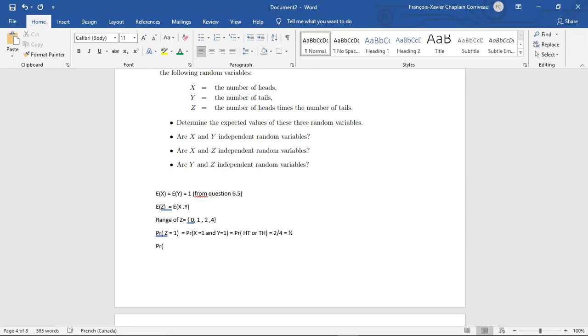Okay, what is the probability that Z is equal to 2? You do pretty much the same thing. So if Z is equal to 2, what needed to happen?